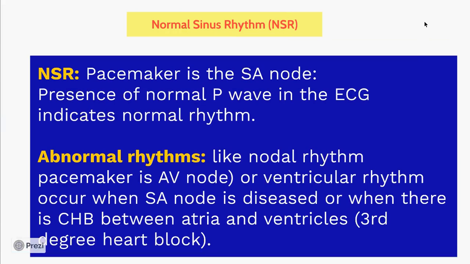Normal sinus rhythm. What is normal sinus rhythm? Now we understood the principles of ECG, how to measure it, what are the electrodes, what are the leads, what is axis deviation, how do you calculate the heart rate, Einthoven triangle. Now we want to start analyzing the ECG. What is the normal sinus rhythm? The normal rhythm is called NSR, normal sinus rhythm. What is the definition of the normal sinus rhythm?